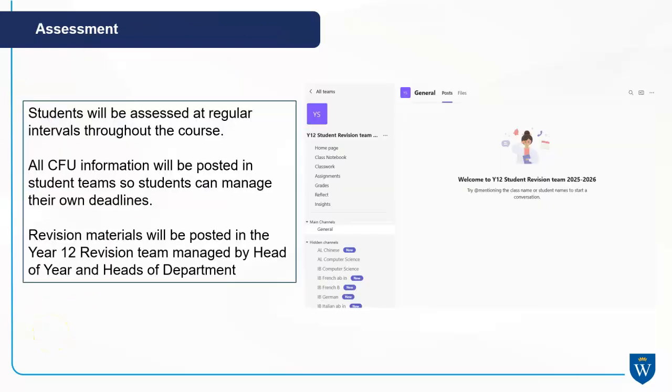Throughout the course of the Year 12 and Year 13, students will be assessed regularly, and all CFU information will be posted in student teams by the class teacher so students can manage their own deadlines. Revision material for the CFUs will be posted in the Year 12 revision team, which is managed by the head of year and heads of department.